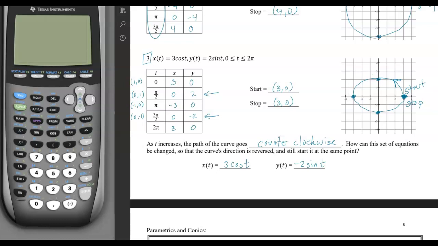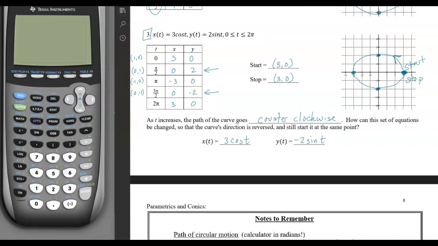So that's an interesting concept to have. I think that Math Excel might ask you how to change direction. Most often it's just you negating one of the x or y values.